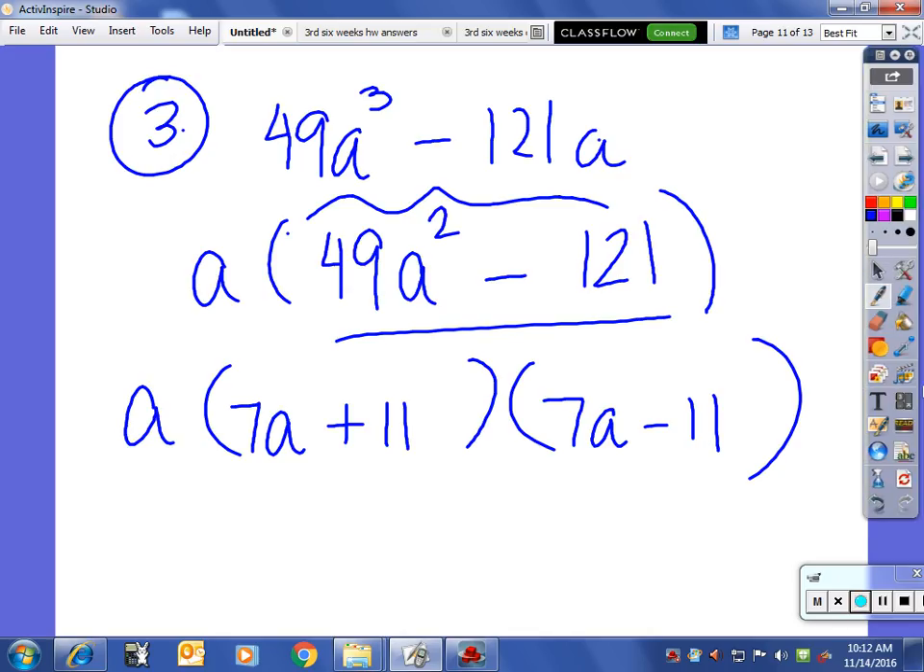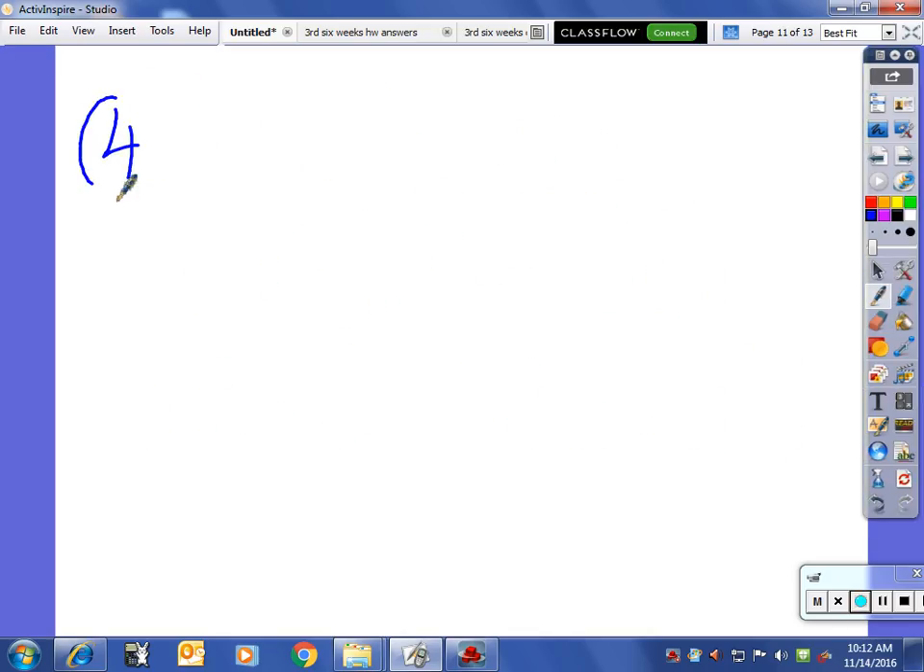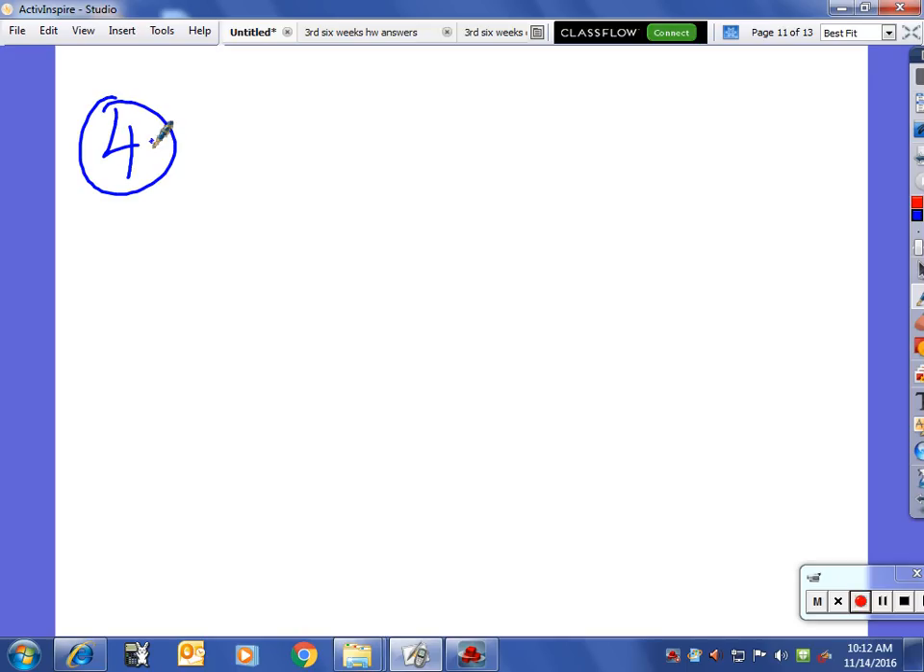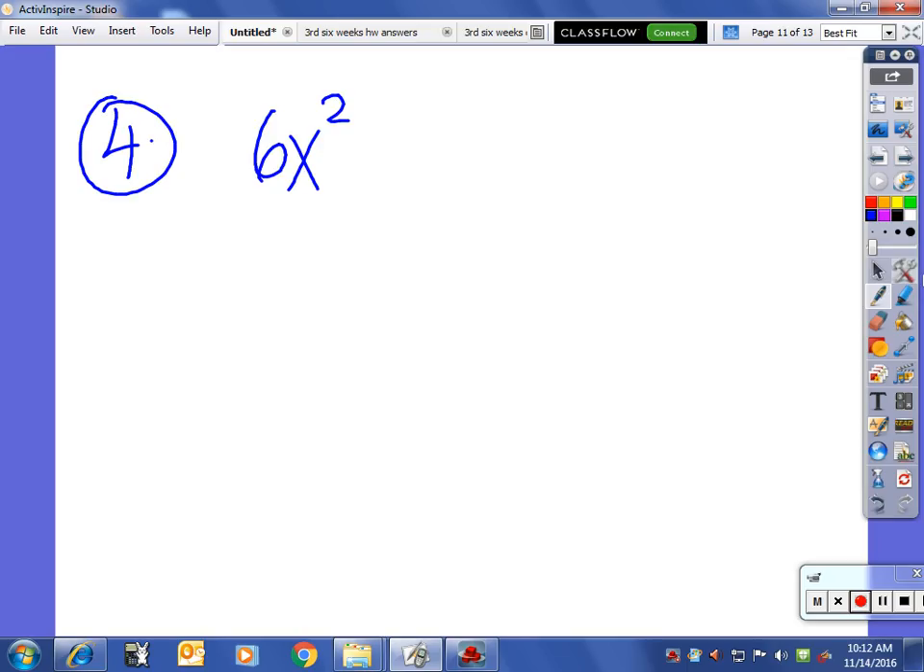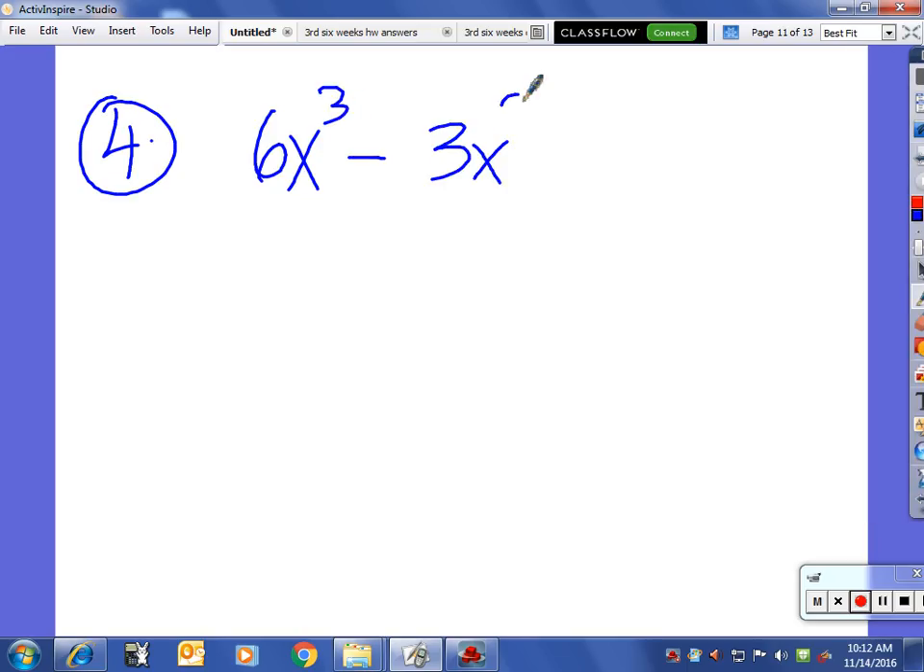Wait, I still want to do some more questions, guys. We got a couple more. All right, number 4. Let's do one where you've got to take the GCF out, and then you have to go through that process. Try this one. 6x to the third minus 3x squared minus 63x. I'm just going to stay quiet while you guys try this one. Probably 2 more after this.